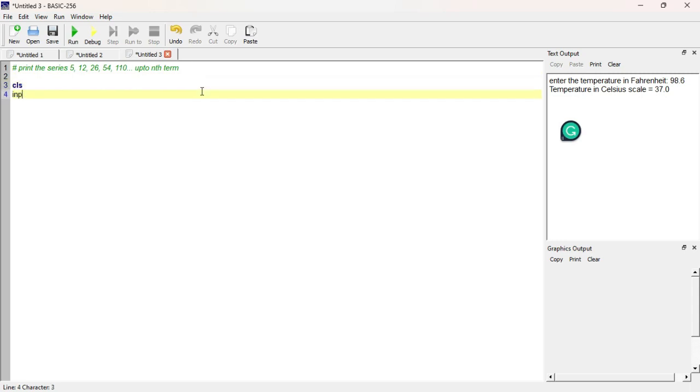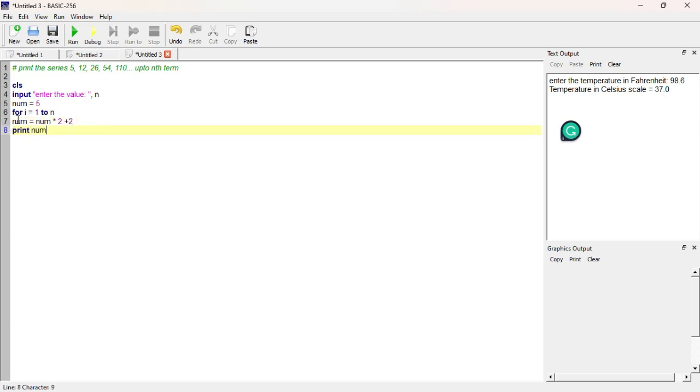First we are going to input the nth term. Now we are going to make a variable num. Num will be our number from where this series is starting. So num is 5. Then we are going to use a loop statement, for I is equal to 1 to n, whatever the value of n. Then we are going to write num is equal to num into 2 plus 2. Then we have to print num.